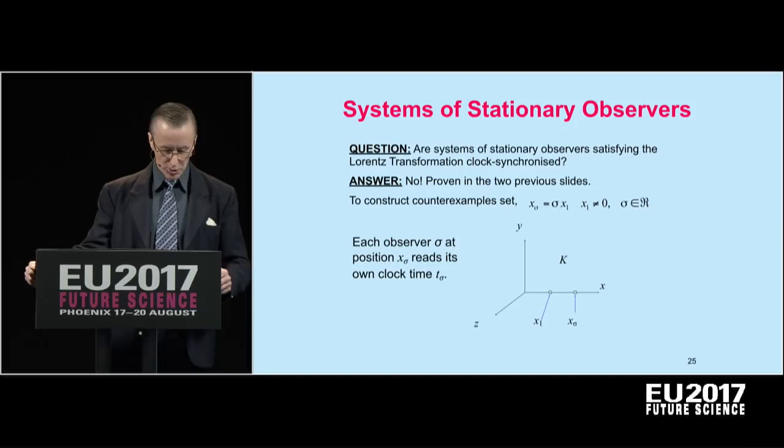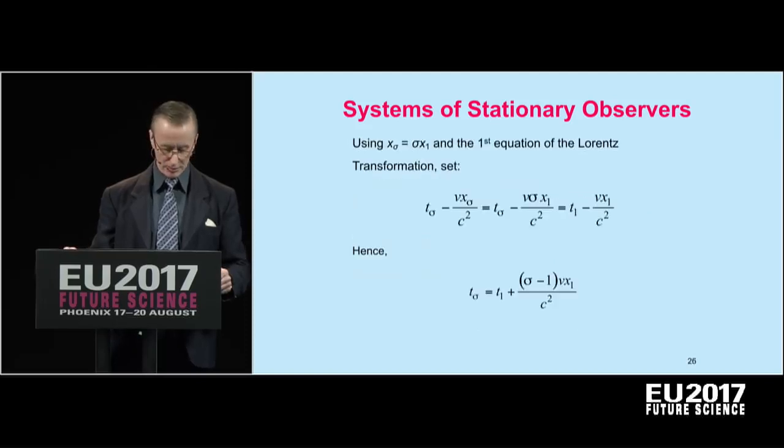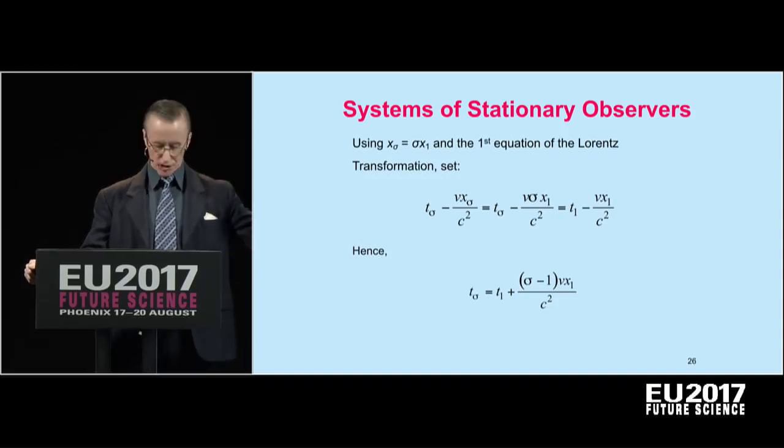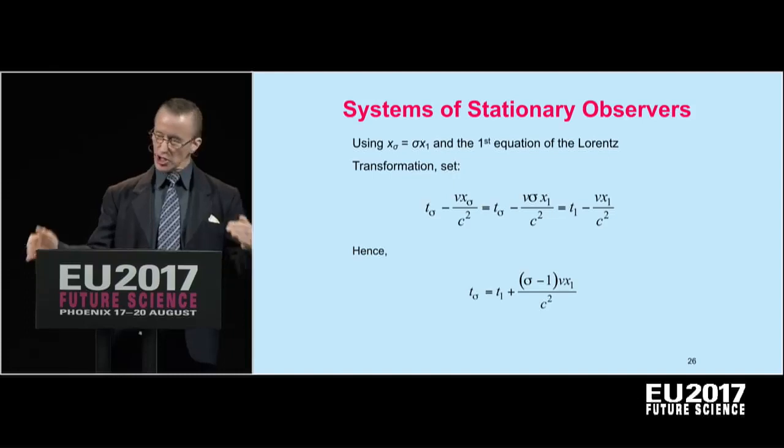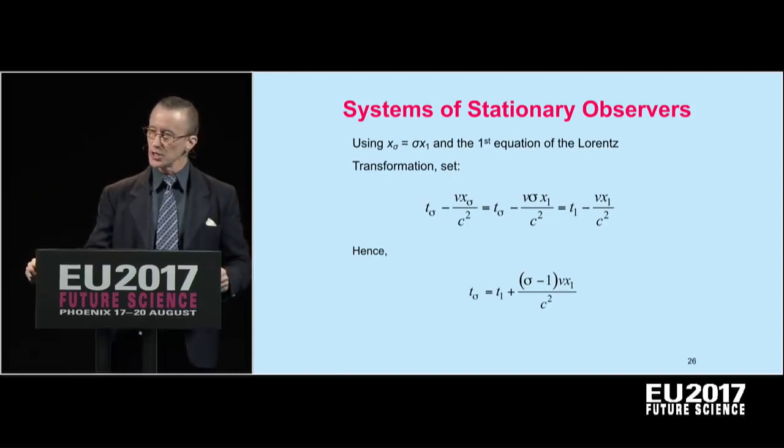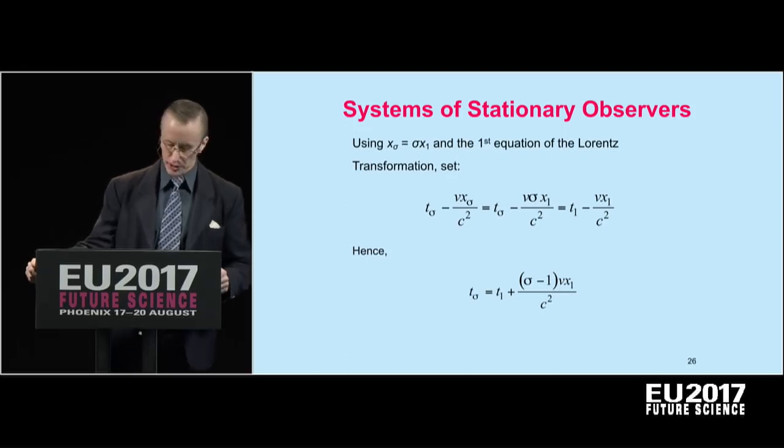Each observer sigma at position x sub sigma reads its own clock, time t sub sigma. So x sub 1, you see there, x sub sigma, they're located on the x-axis, and they're stationary. So if we use x sub sigma equals sigma x sub 1, and the first equation of the Lorentz transformation, which was 3 or 4 slides ago, and we stick it in there, there's only one way we can ensure that we get consistency of the Lorentz transformation. And we get this equation for the times. T sub sigma equals T1 plus sigma minus 1 V x1 over c squared.